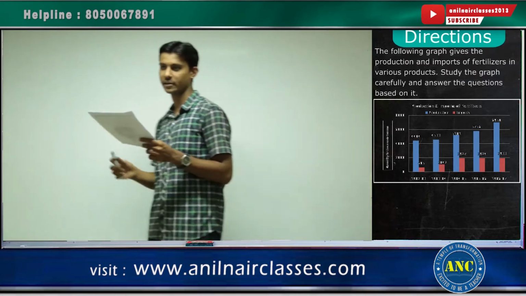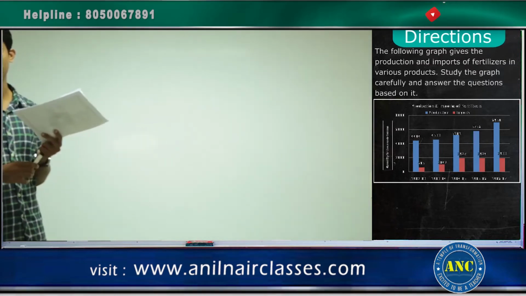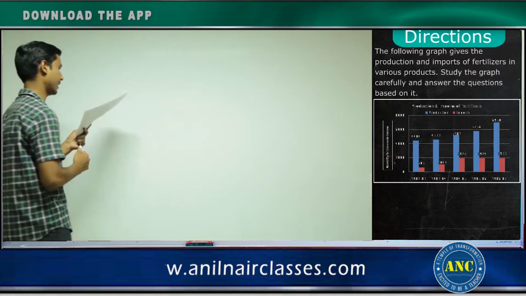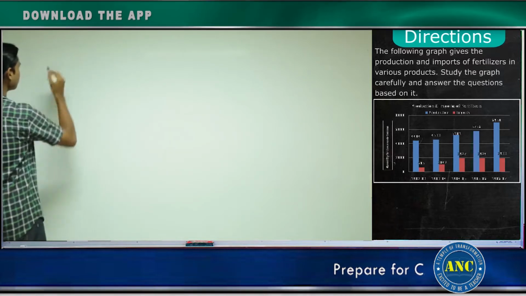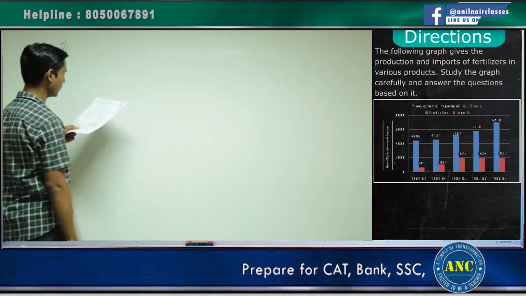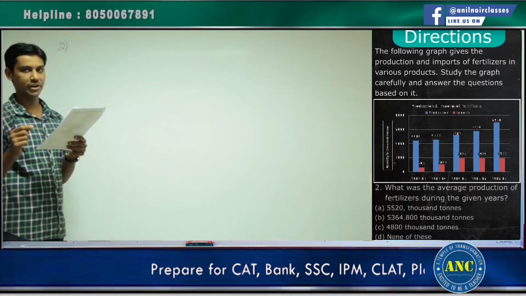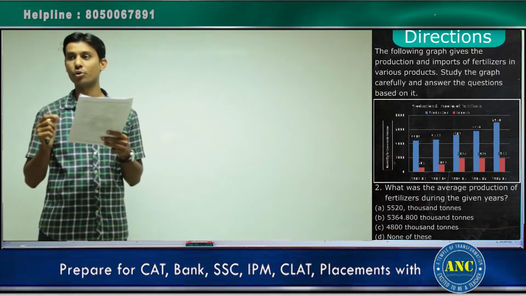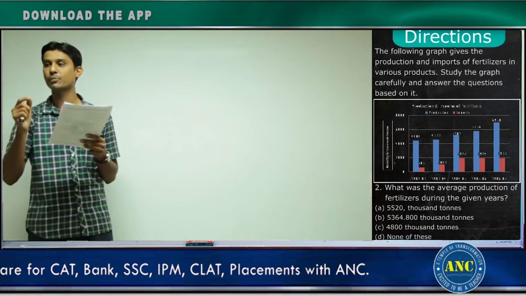Clear with the first question, right? Whichever method you want, you apply, you will get the answer, right? Second one. Please see the second question. It's a very, very easy case, right? Please see here. What was the average production of fertilizer during the given year? They are asking the average production of fertilizer.